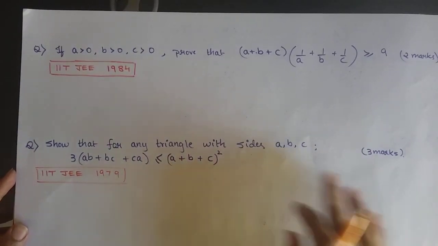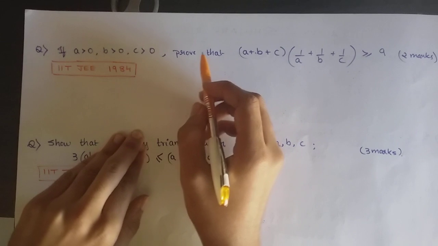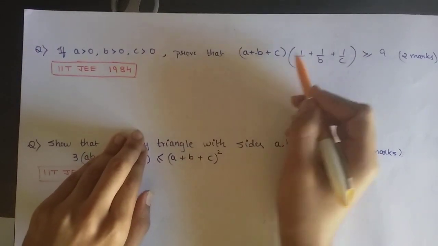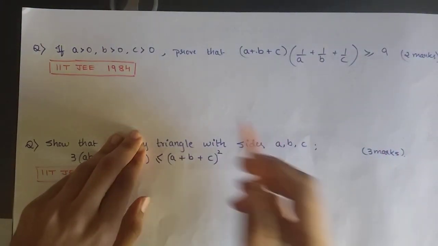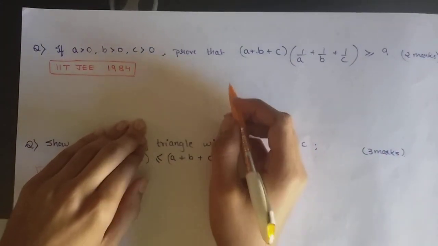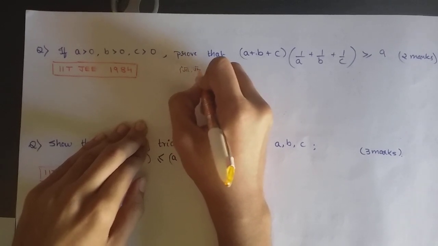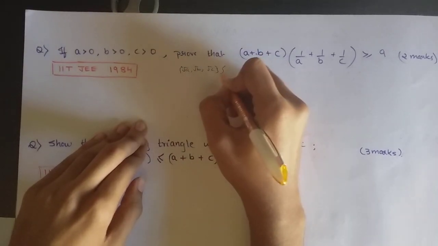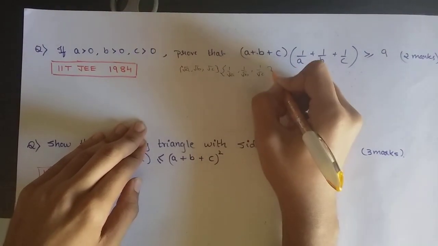So these are the two problems. So we had already read it before. So let's see. They're asking us to prove that a plus b plus c times 1 by a plus 1 by b plus 1 by c is greater than or equal to 9. So clearly you know that we have to take the two sets now as root a, root b, root c, and 1 by root a, 1 by root b, 1 by root c, right?